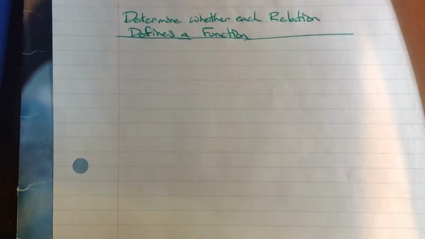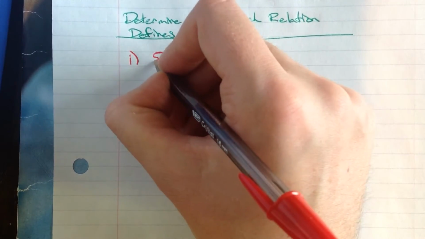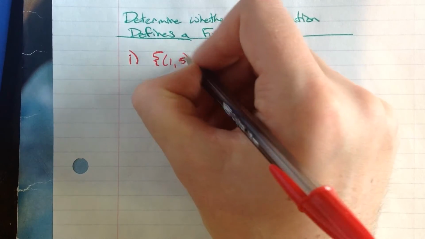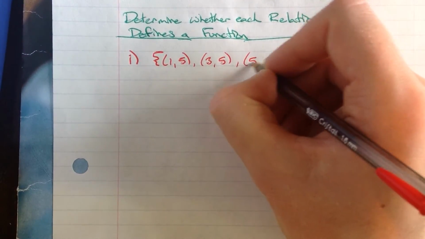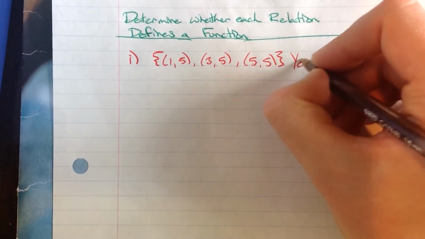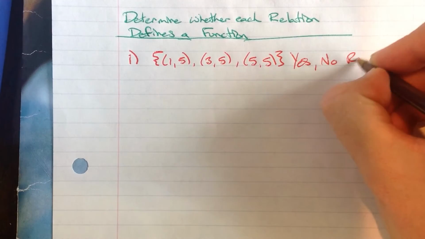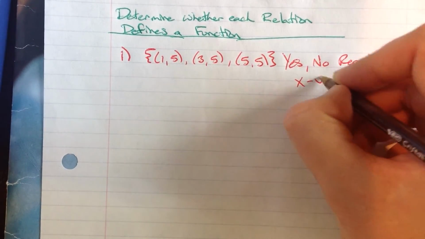So an example of this would be if I have the set of points (1, 5), (3, 5), and (5, 5). This actually is a function, yes, because there's no repeated x values.